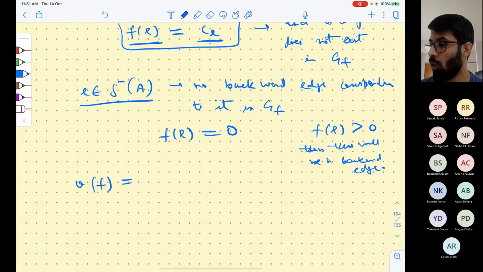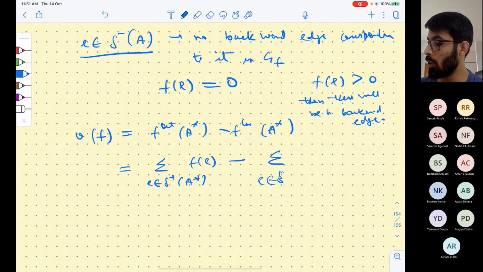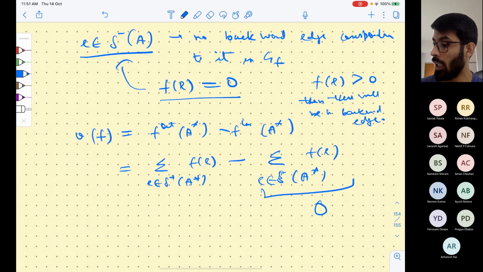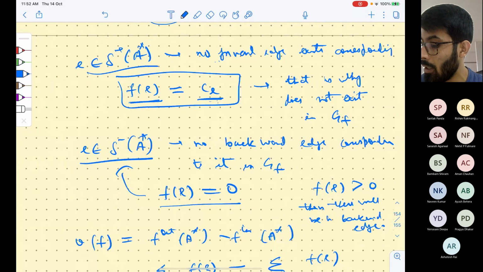That now the value of the flow is F out of A star minus F in of A star, that we have shown is equal to summation over E belonging to delta plus of A star of F of E, minus summation over E belonging to delta minus of A star of F of E, and we have now shown that this is 0, F of E is 0 for all E belonging to delta minus of A star. Okay, I wrote A here, this is all A star.